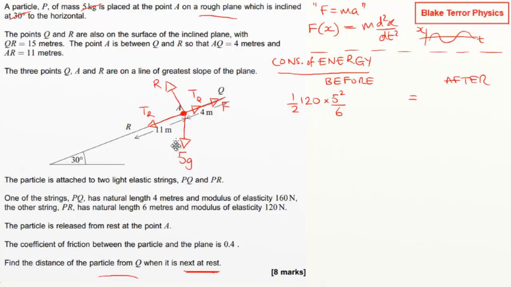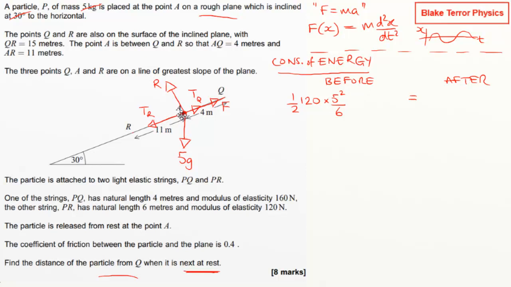Afterwards, we're not going to have any kinetic energy because we want it to be at rest. So what would have happened is we've got a change in the gravitational potential energy. We've got the two new elastic potential energies, whatever they may be, for the two strings, and we've got the work done against friction. Right, so we've got a loss of gravitational potential energy because it's moved down the slope. So I can actually add that on to beforehand.